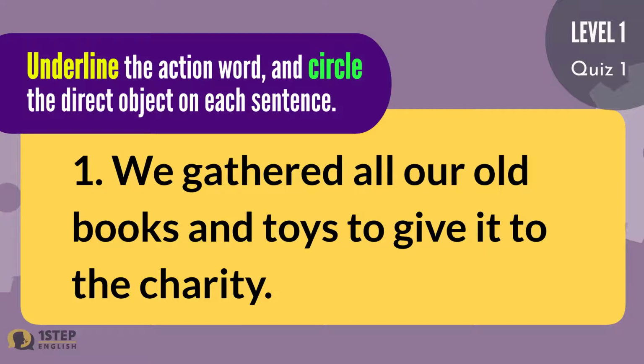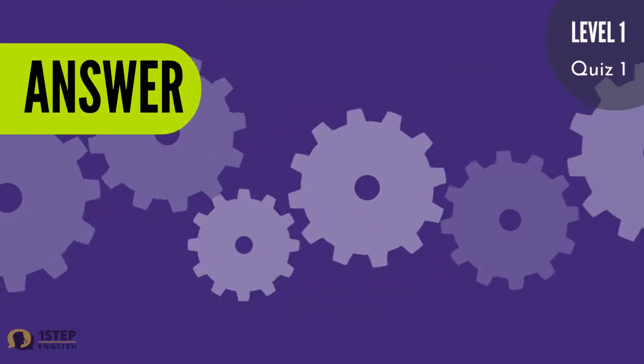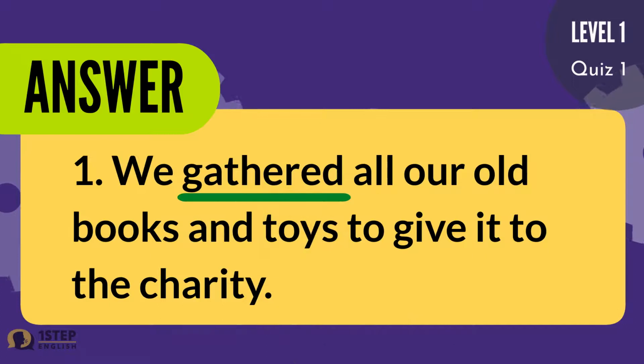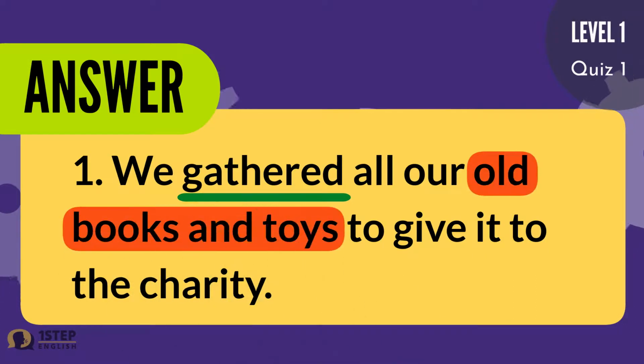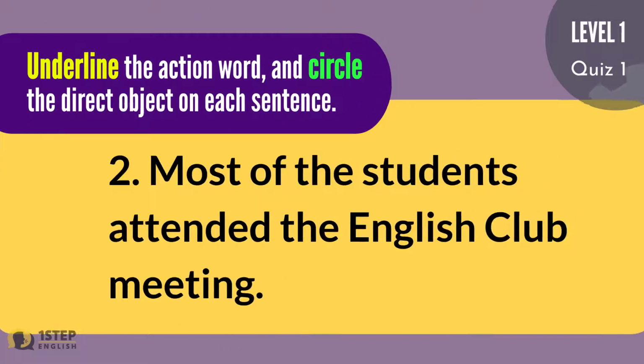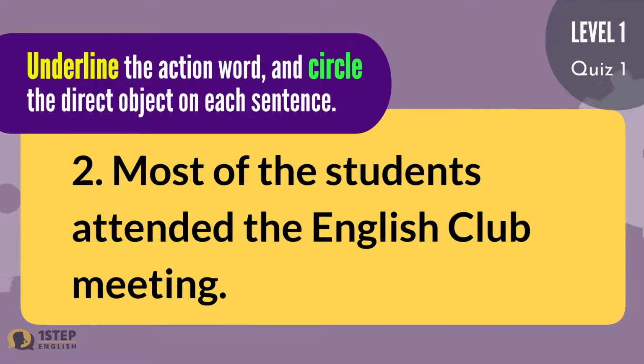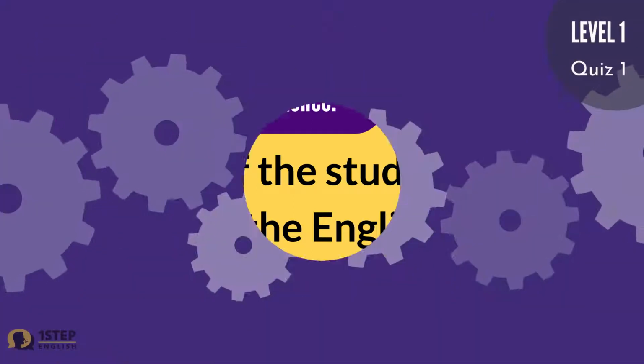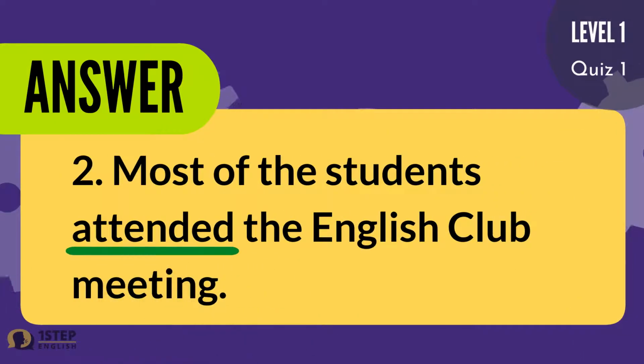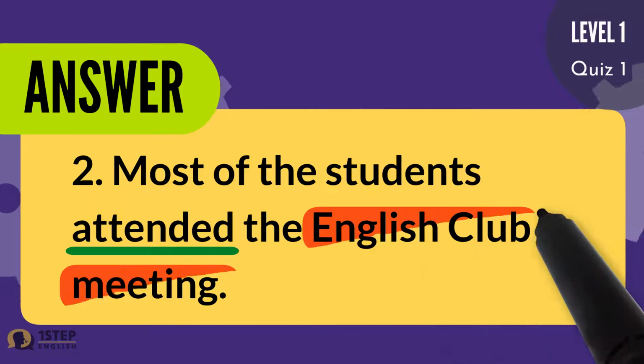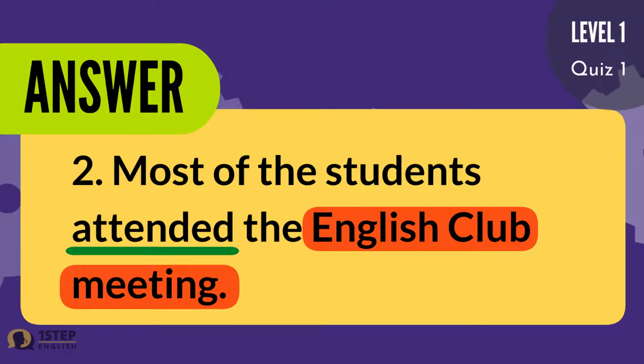Number 1. We gathered all our old books and toys to give to the charity. Gathered is the action word. Old books and toys is the direct object. Number 2. Most of the students attended the English club meeting. Attended is the action word. English club meeting is the direct object.